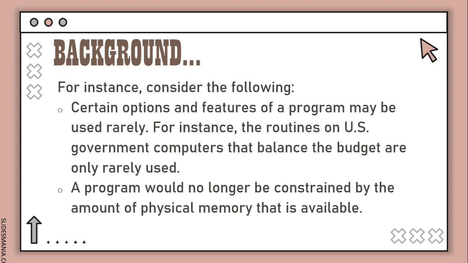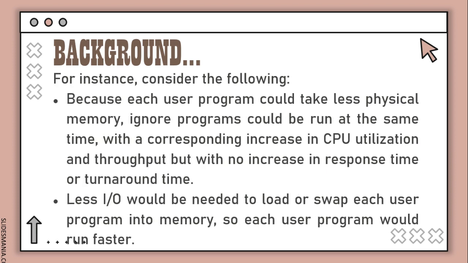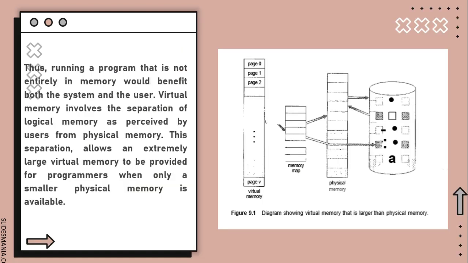Next is, a program would no longer be constrained by the amount of physical memory that is available. And because each user program could take less physical memory, more programs could be run at the same time, with a corresponding increase in CPU utilization and throughput, but no increase in response time or turnaround time. Last is, less input-output would be needed to load or swap each user program into memory, so each user program would run faster. As you can see in the picture, this is figure 9.1, the diagram showing virtual memory that is larger than physical memory.